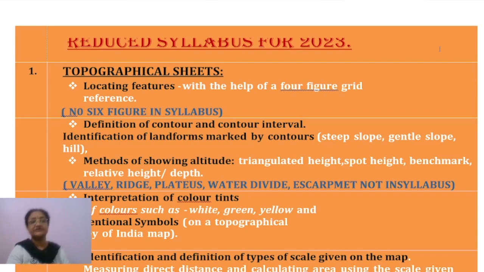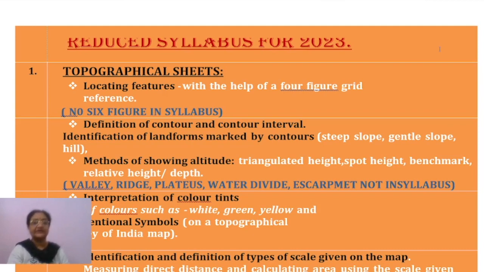Now next is methods of showing altitude. Besides contours, the other methods used in the topographical sheets are triangulated height, spot height, benchmark height, and the relative height and relative depth. All these are there. Nothing has been taken out this time. So all this you have to study.